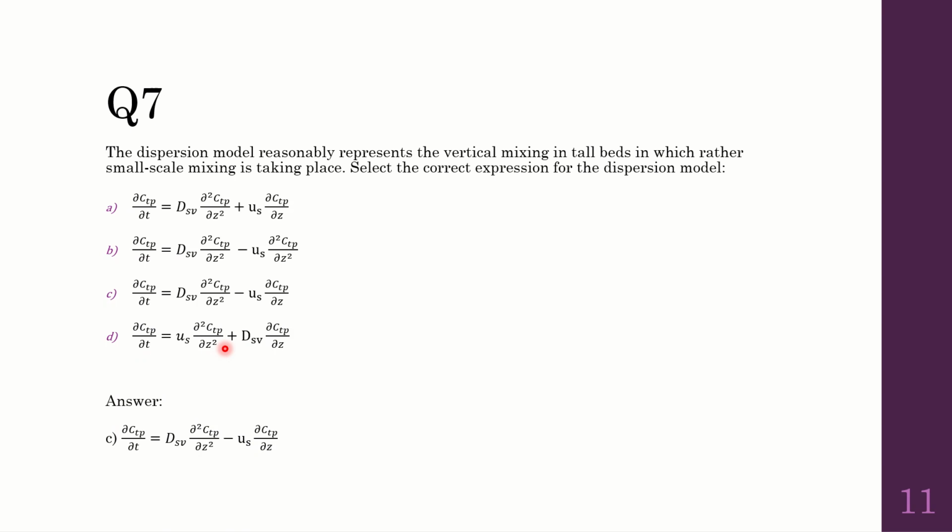So DSV here is the vertical mixing, so it is V. Dispersion model due to vertical mixing. CTP is the concentration of the tagged particle. So ∂CTP/∂t is equal to DSV ∂²CTP/∂z² minus US into ∂CTP/∂z. So S here is the solid's velocity and Z is the vertical, because of vertical mixing it denotes the height difference, or else height.